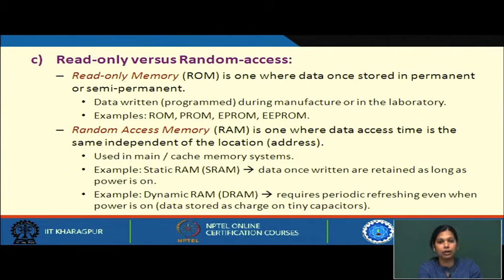We will be talking extensively about your main memory and your cache memory. In both the memories, such kind of memory, that is random access memory, are used. Some of the examples are static RAM. Here once the data is written, it retains as long as the power is supplied to it.